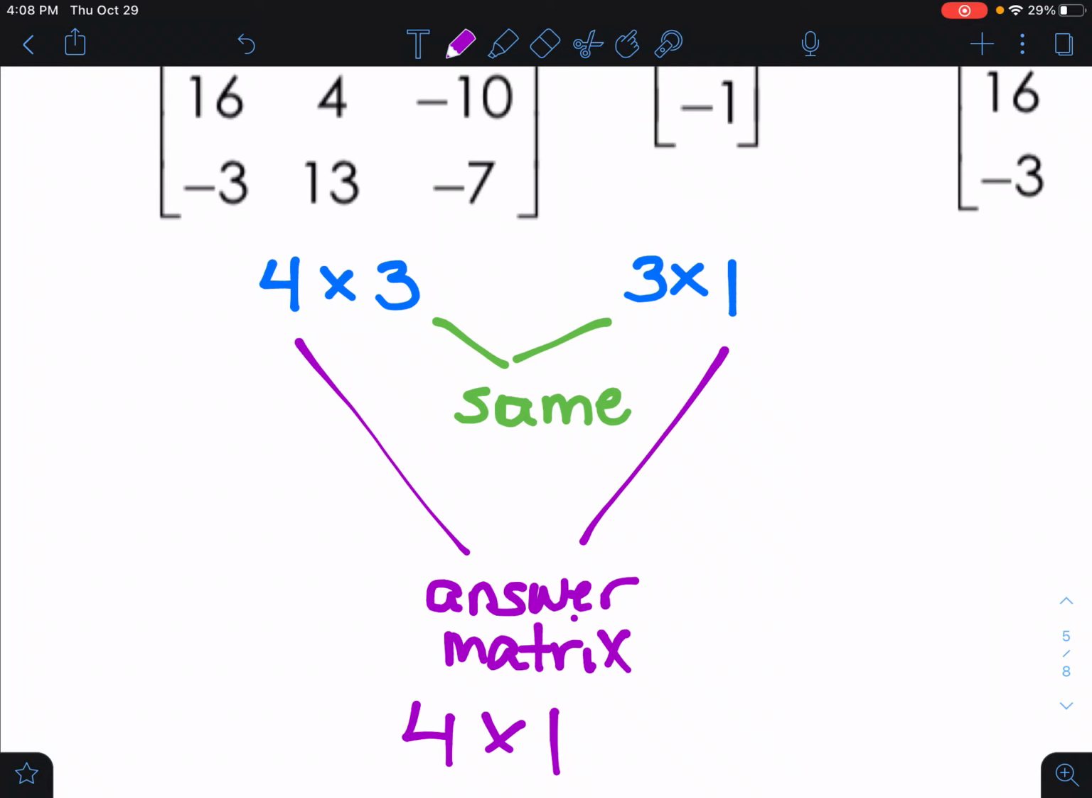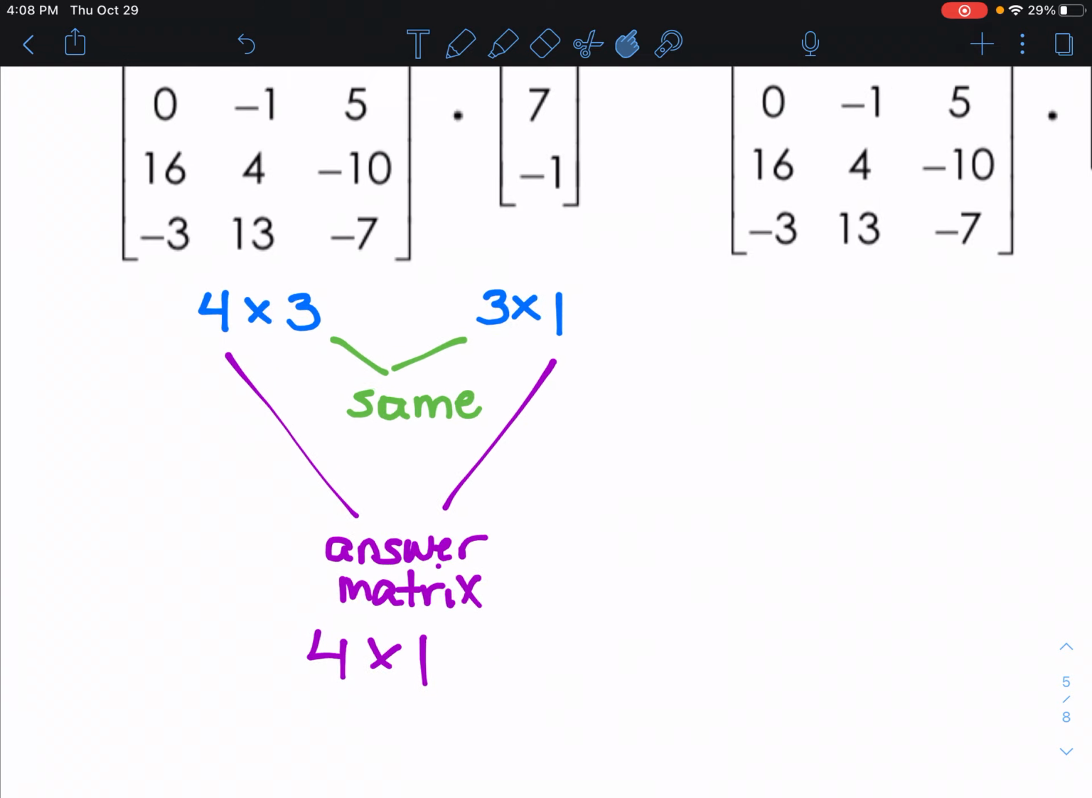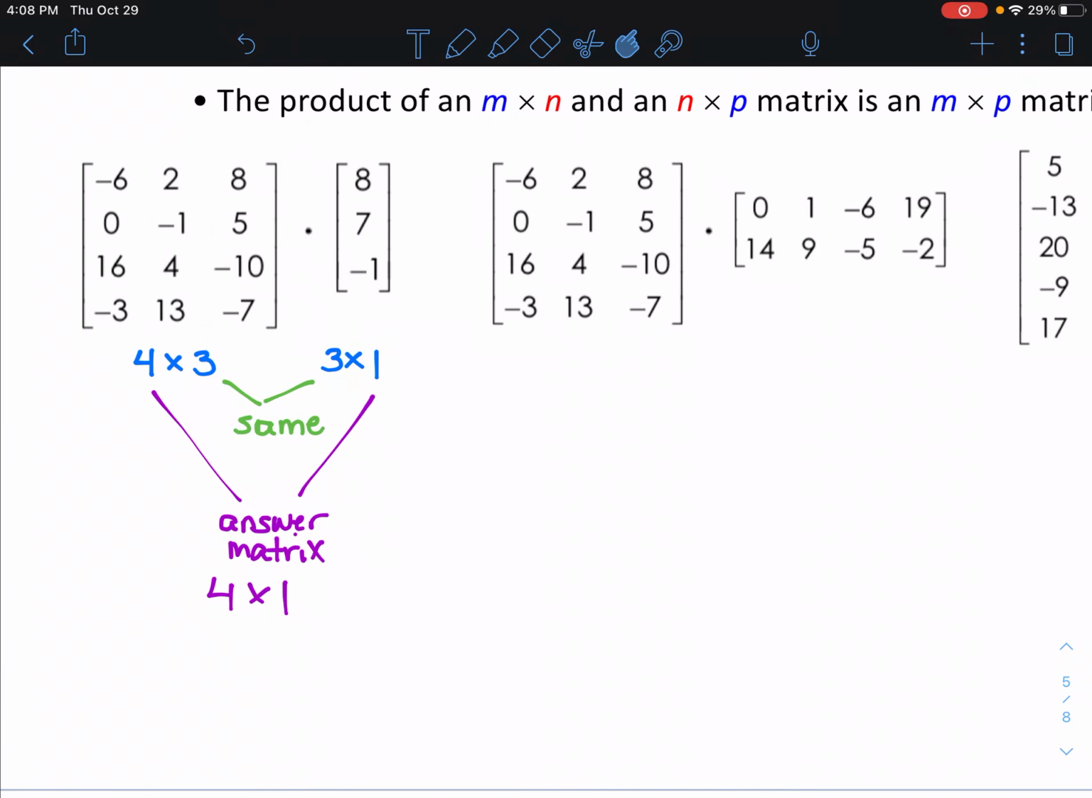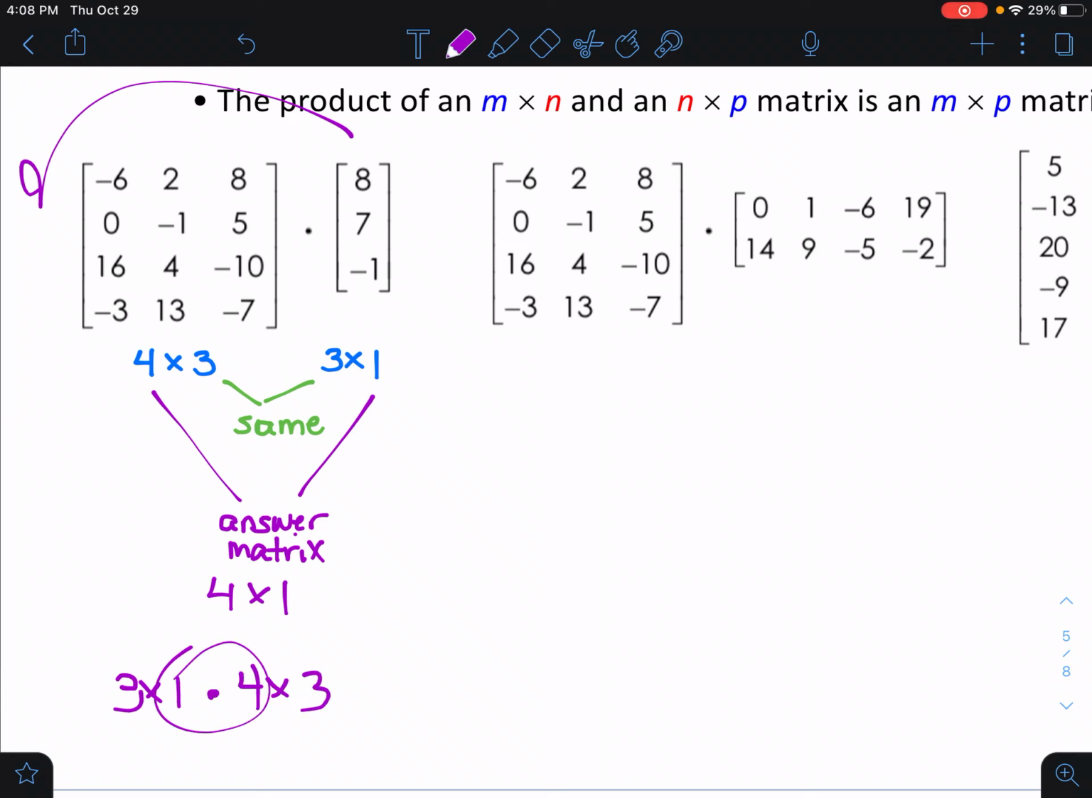So it's really important you put them in order. Notice if I flip these around and tried to multiply the 8, 7, negative 1 matrix by the other matrix, in other words, if I put this in front, now I would not be able to multiply them because it would be a 3 by 1 times a 4 by 3. And notice these inner dimensions are not the same. So that's why it's really important to write your dimensions out and make sure your matrices are in order. Again, not commutative necessarily there.